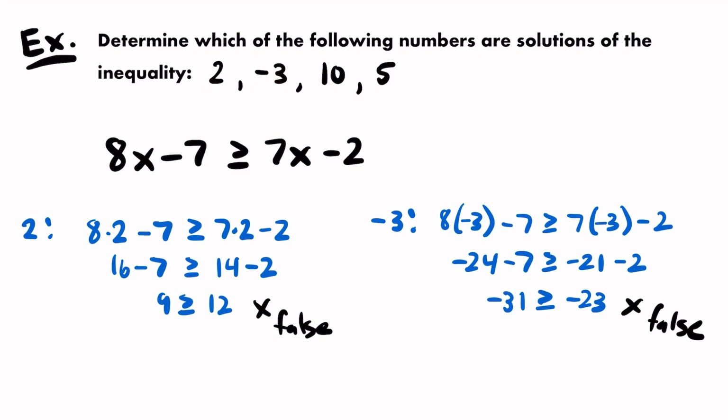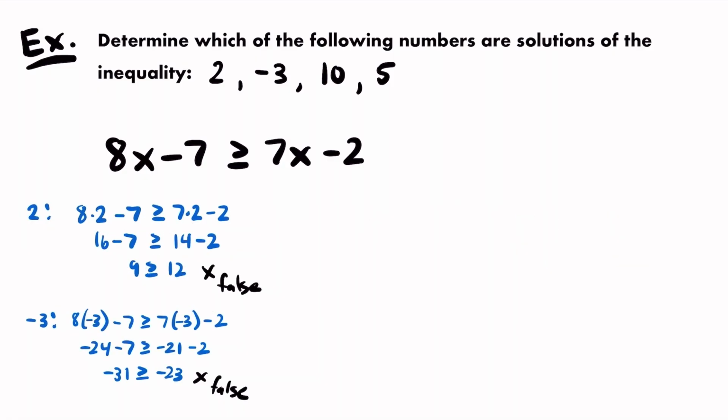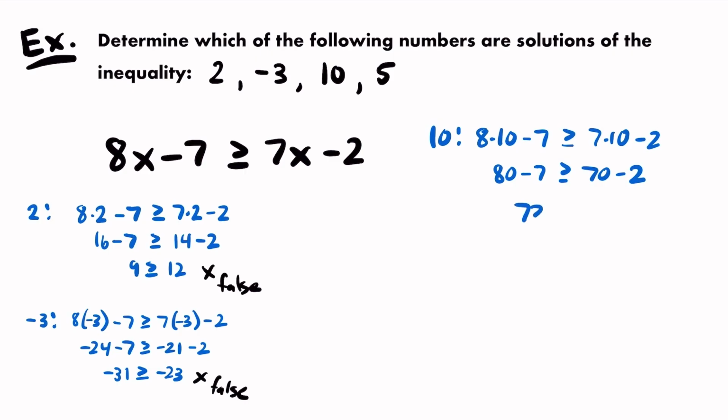2 and -3 are not solutions to the inequality, but let's check 10 and 5. Maybe those will be different. Starting with +10, we want to replace both of these x's with 10. So we have 8 times 10 minus 7 is greater than or equal to 7 times 10 minus 2. And 8 times 10 is 80. So we have 80 minus 7 is greater than or equal to 7 times 10 minus 2, and 7 times 10 is 70. So we have 70 minus 2. And 80 minus 7 is 73. So we have 73 is greater than or equal to 70 minus 2, which is 68.